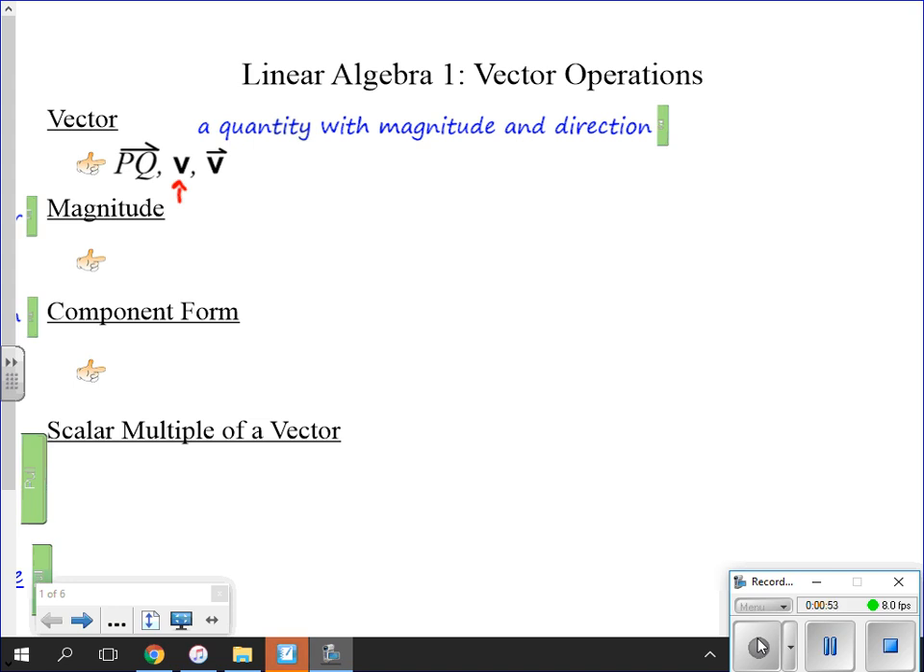And we do it with magnitude and direction. The magnitude is the length of the vector. And this is what we use for the magnitude of the vector. a and b are the components of the vector.